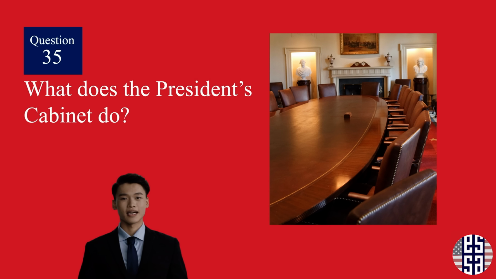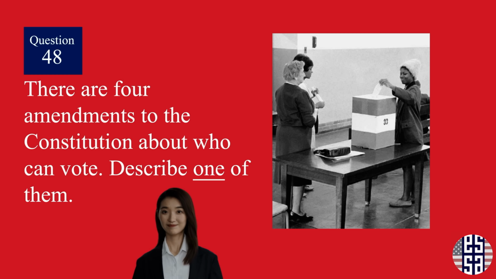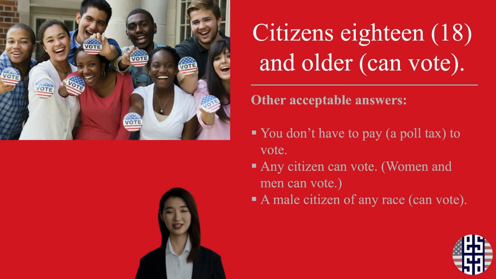What does the President's Cabinet do? Advises the President. There are 4 amendments to the Constitution about who can vote. Describe one of them. Citizens 18 and older can vote. Other acceptable answers you can say are: you don't have to pay to vote, any citizen can vote, or a male citizen of any race can vote. But we feel it is easiest just to remember, citizens 18 and older can vote.